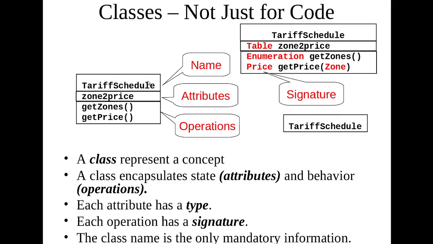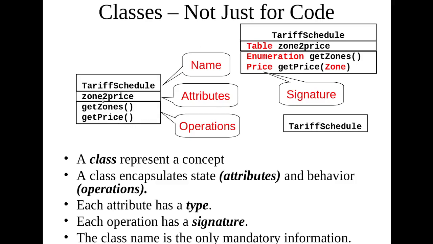In the first part, you write the name. In the middle part, you write the attributes. There can be multiple attributes: 1, 2, 3, 4. And then the operations, whatever the operations are for this class. So in this way you represent one class.